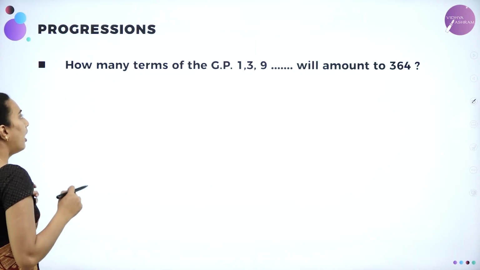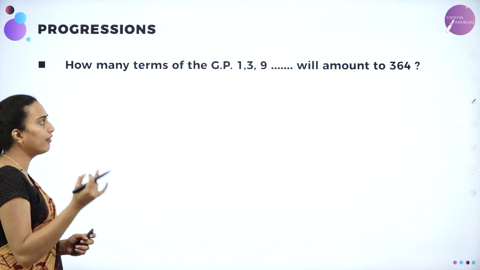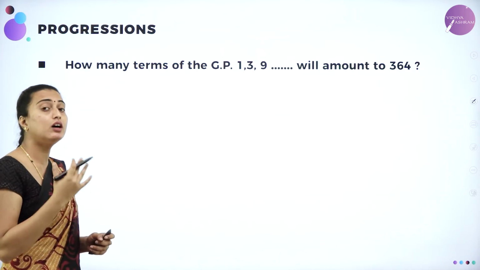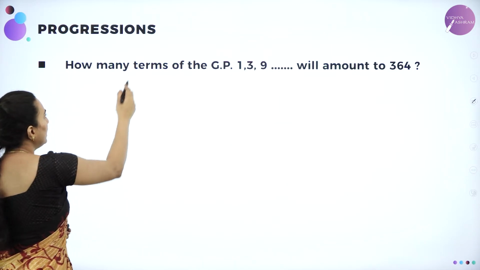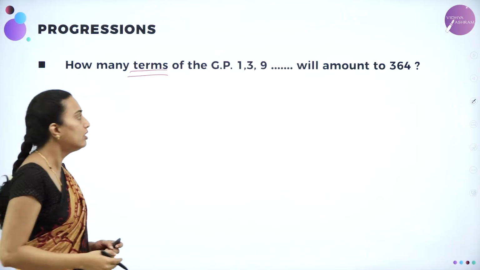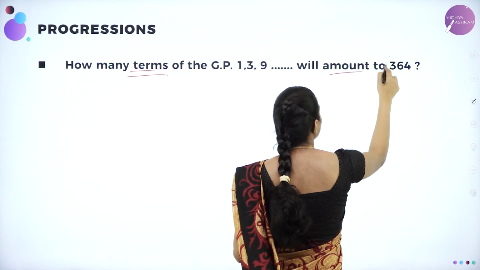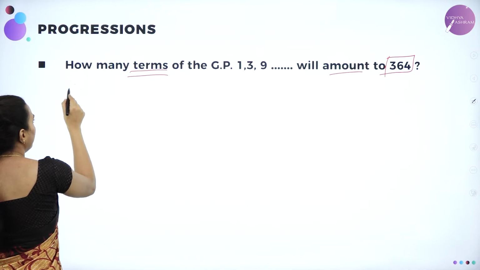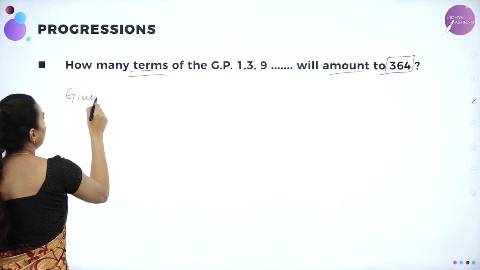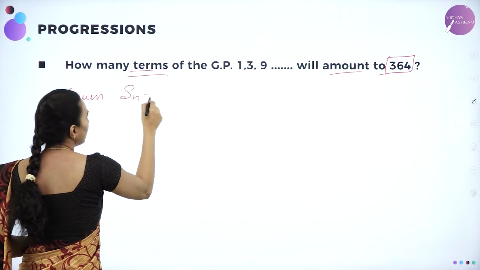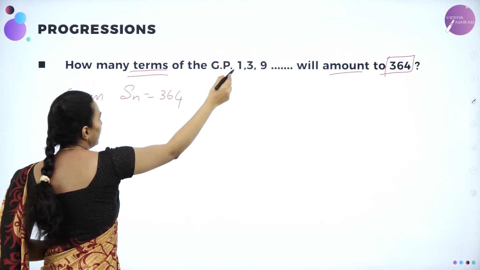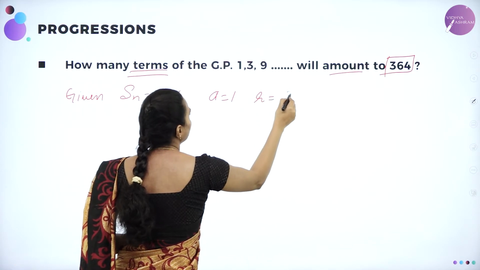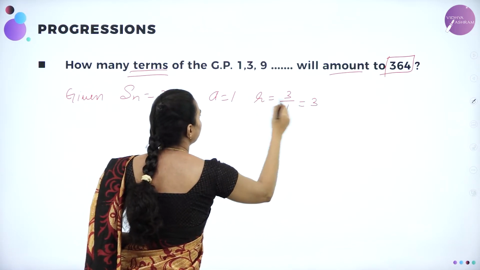What they have asked: how many terms of GP 1, 3, 9 will amount to 364? How many terms of GP they have asked? You need to find out the n. Okay. So here amount to means they have given Sn. So let me write the given elements here. Given Sn is 364, and a, the first term of the GP, is 1, and r is nothing but 3 by 1, which is 3.